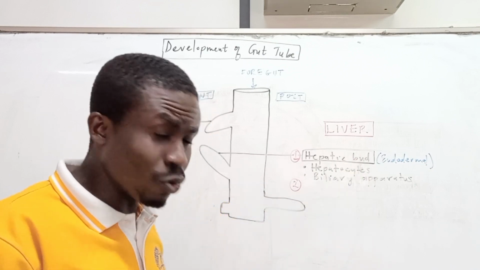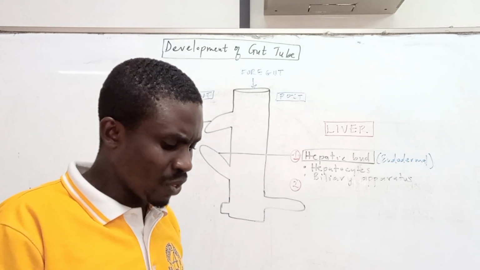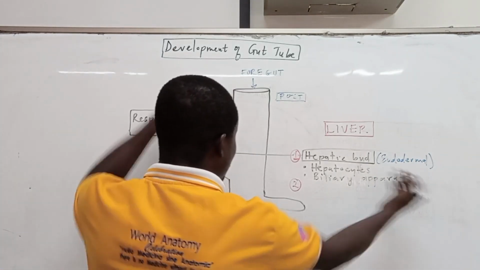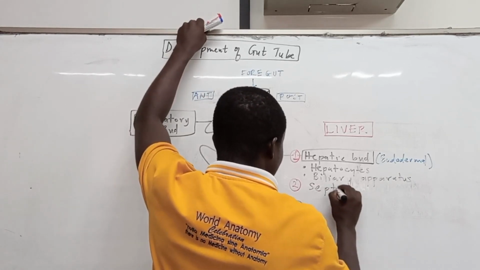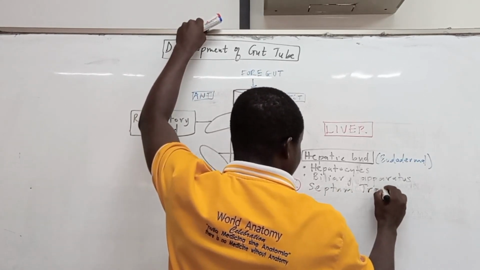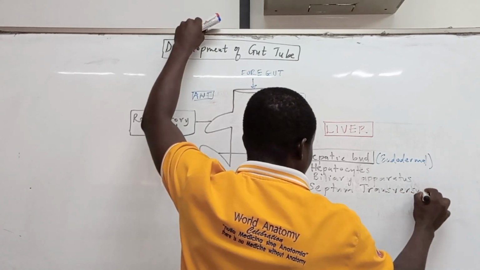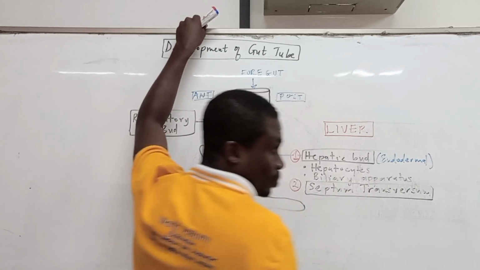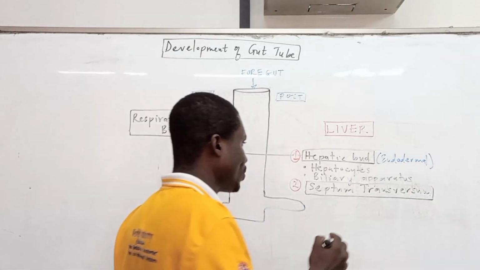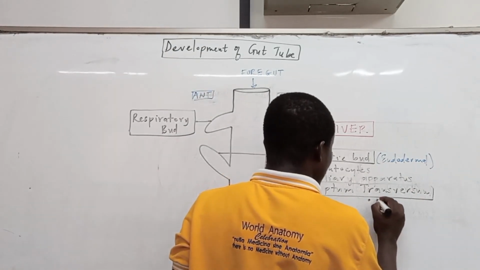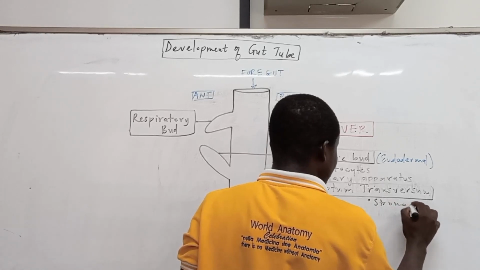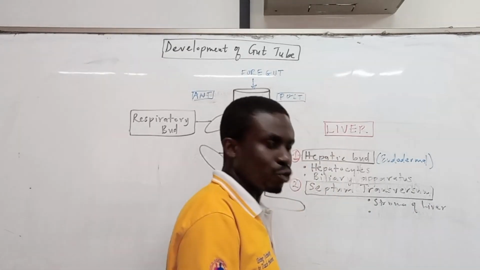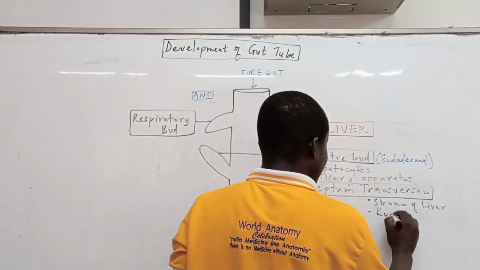But my friends, the connective tissue of the liver, which we call the stroma of the liver, will be coming from the septum transversum. So this is the second derivative of the liver, the septum transversum. Whenever we talk about the septum transversum, I'm talking about it giving rise to the stroma of the liver. And we don't end there. We talk about the Kupffer cells.